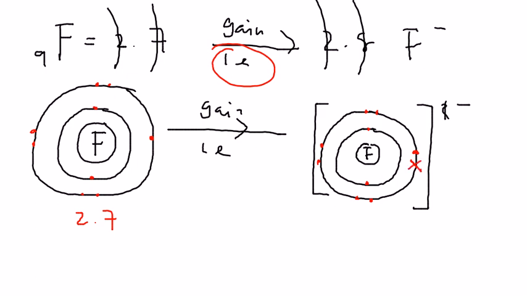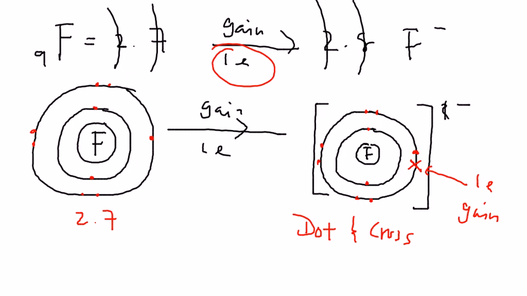Alright, so this is electron gain, 1 electron gain. The 7 dots outside, the valence electrons, are originally from fluorine. So this electron is gained from another atom. Another atom actually donates this electron to fluorine, so you cannot put a dot, you have to put a cross. Now this diagram is called a dot and cross diagram.